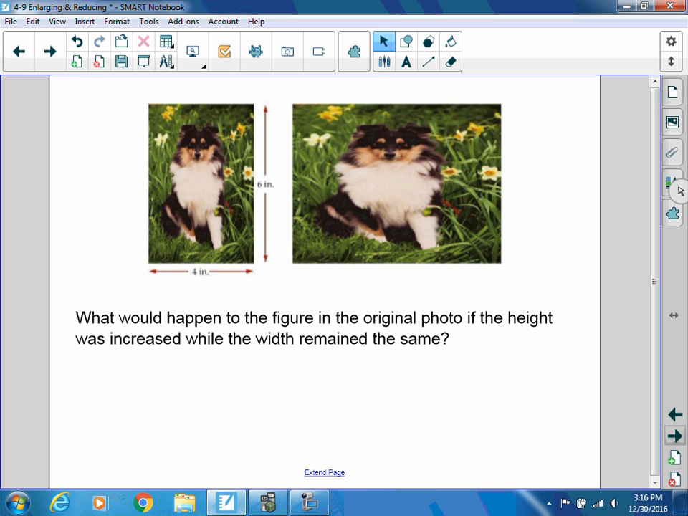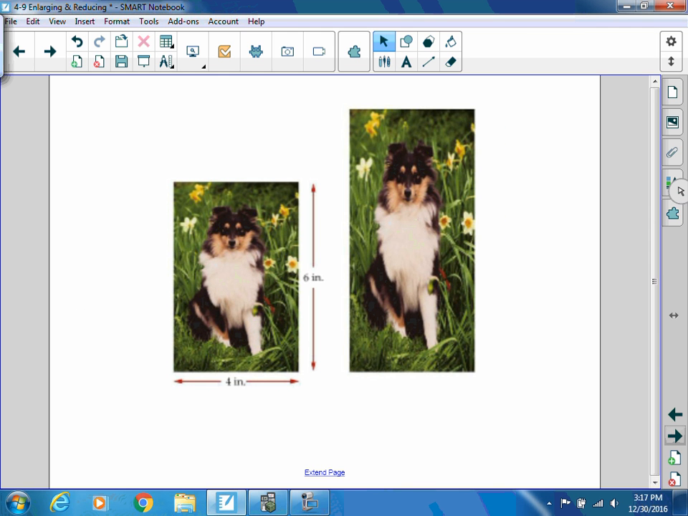Now it says what would happen to the figure in the original photo. So if you remember, the original is the one on the left here, it's the 4:6. If the height was increased while the width remained the same. Well, what would happen there is it would stretch it vertically and it'd become distorted. So it would make the dog look taller than what it actually is. So if we go on to the next slide here, it would end up looking like this. Okay, we'd go from the one on the left to the one on the right. If we increased the length and not the width, it would stretch it vertically.